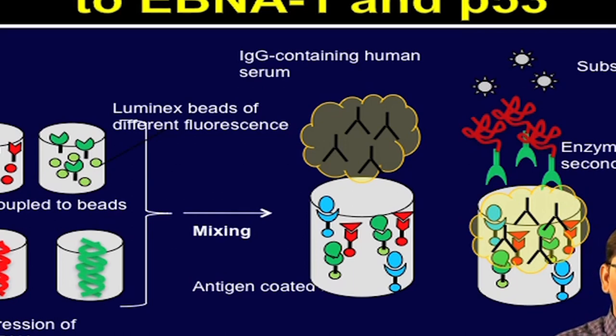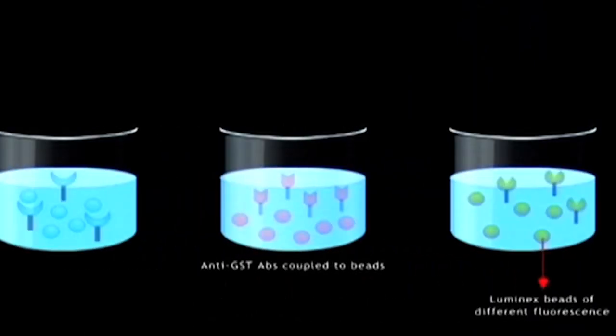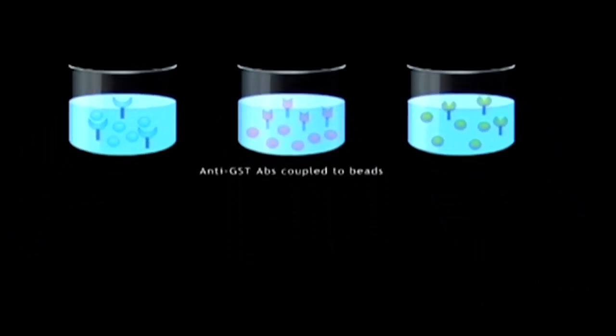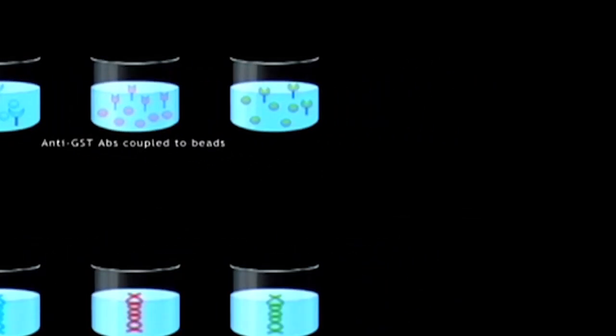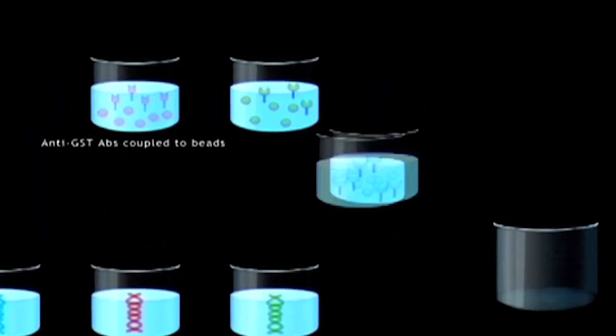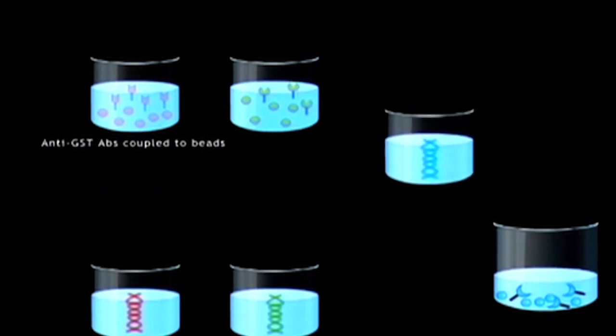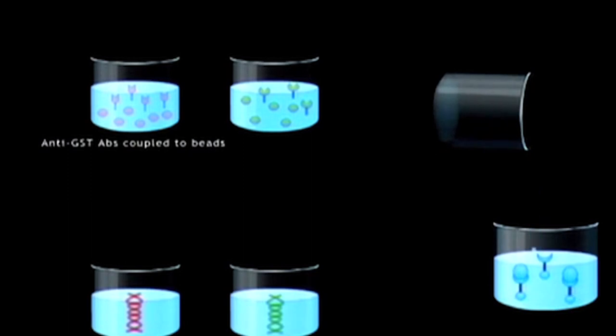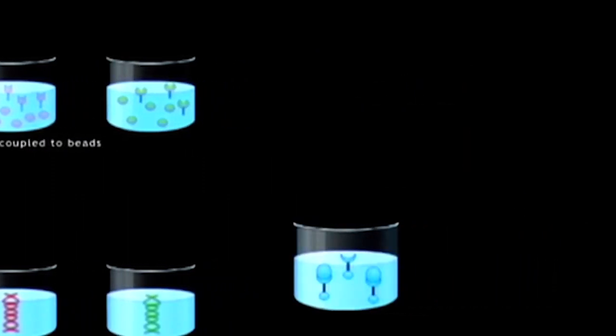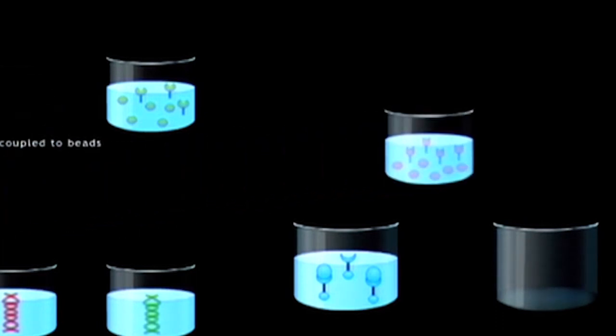Let us see the steps involved in this experiment in the following animation. We will now look at another application, rapid bead based assay for multiplexed detection of antibodies to EBNA1 and P53, study by Wong et al., 2009. In this study, the authors developed a programmable multiplexed immunoassay where tagged antigens were expressed by using in vitro transcription and translation, and captured these onto anti-tag coated beads.